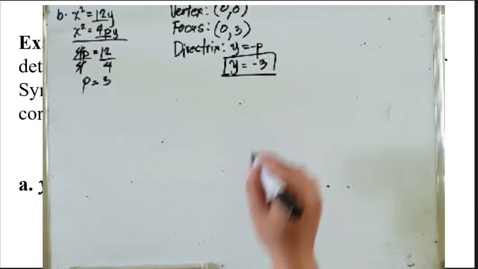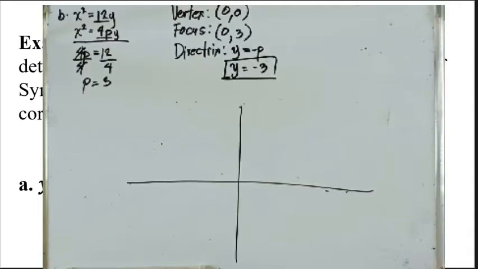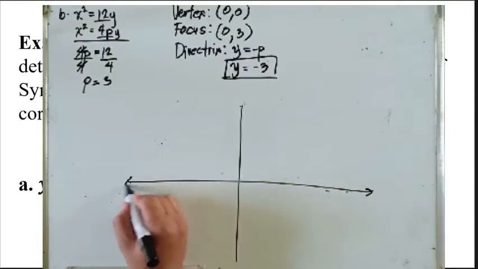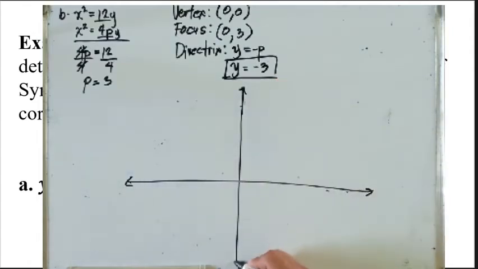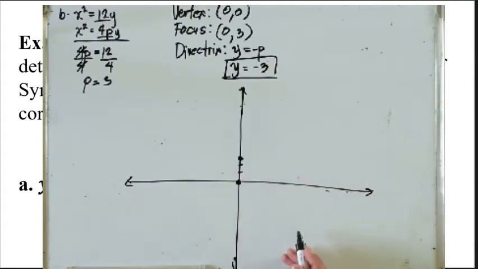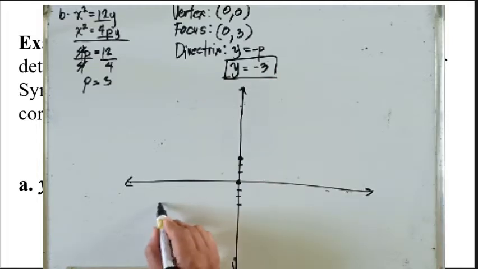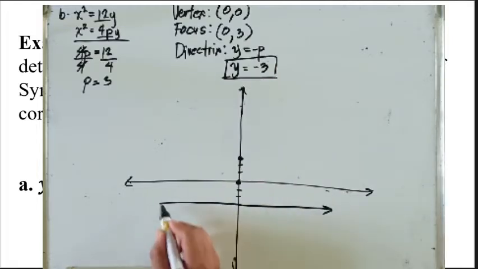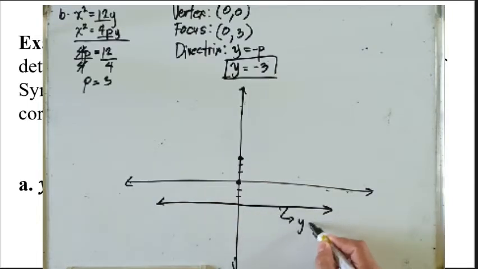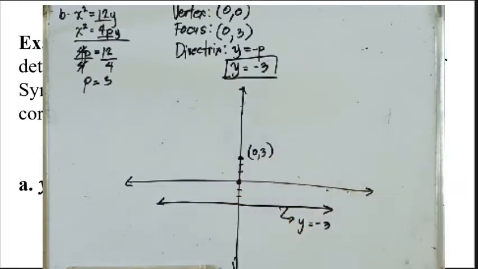Now, let's try to graph the parabola and find the different parts of the curve. First, plot the vertex. Second, the focus, (0, 3). Okay, the directrix is -3: 1, 2, 3. So this is the directrix, y is equal to -3. Focus at (0, 3), vertex at (0, 0).